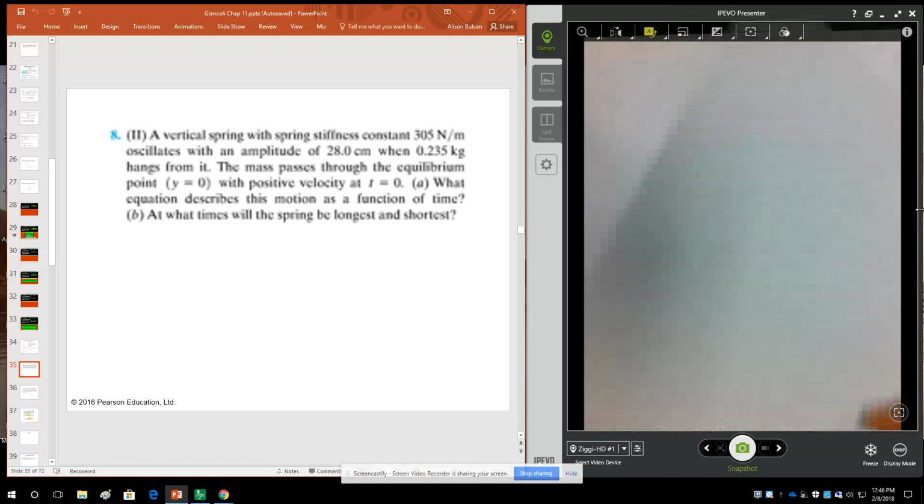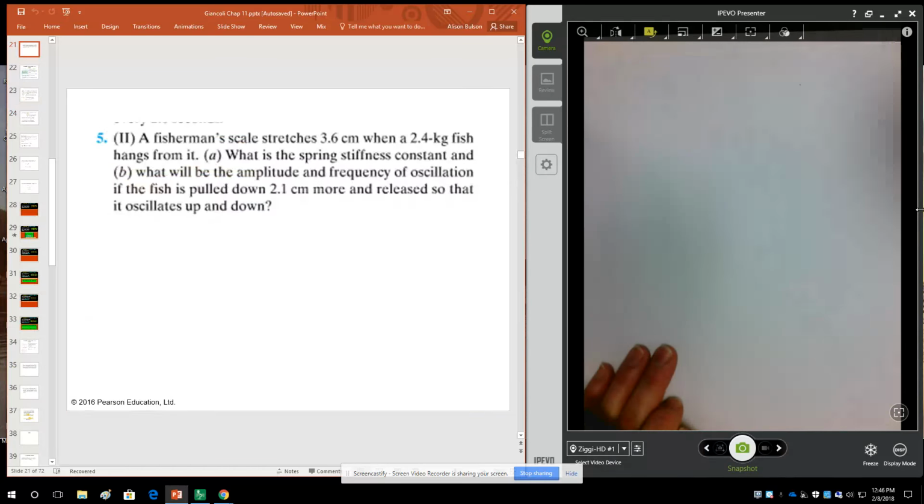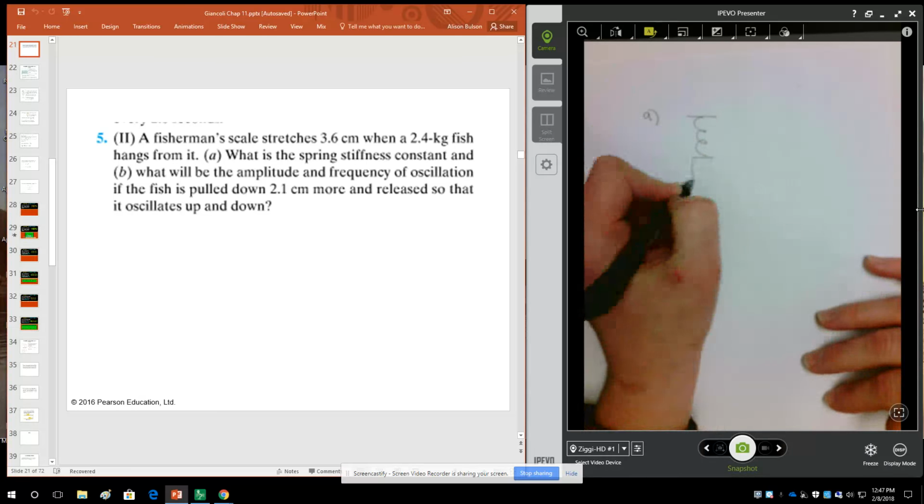Okay, but let's go back now to slide 21 and see if we can make sense of that question. The question on slide 21 was, a fisherman's scale stretches 3.6 centimeters when a 2.4 kilogram fish hangs from it. So what's the spring stiffness constant, k? And then what's the amplitude and frequency of oscillation if the fish is pulled down 2.1 centimeters more and released? So I'm thinking spring scale, that's a spring, and I'm attaching a fish to it.